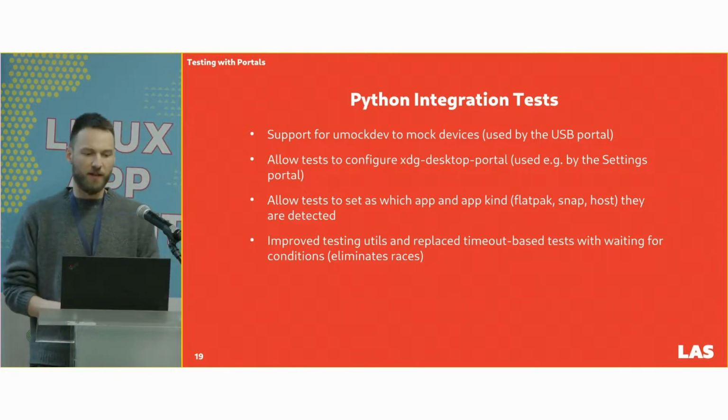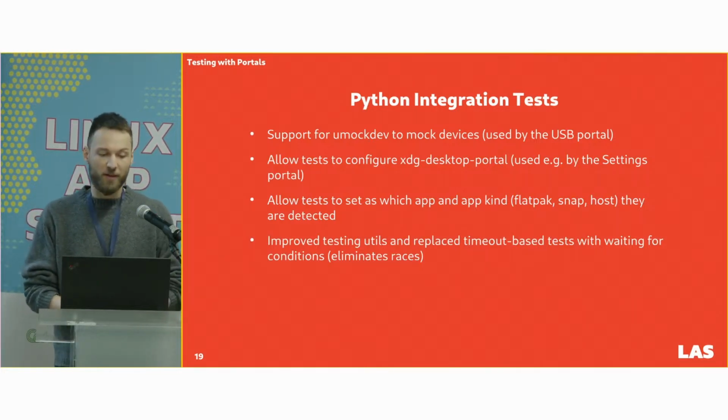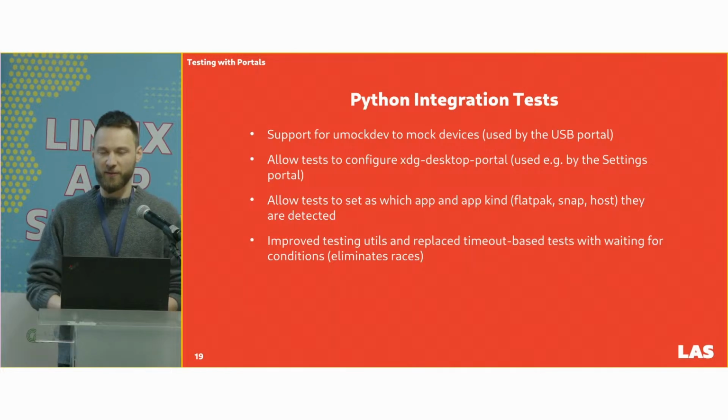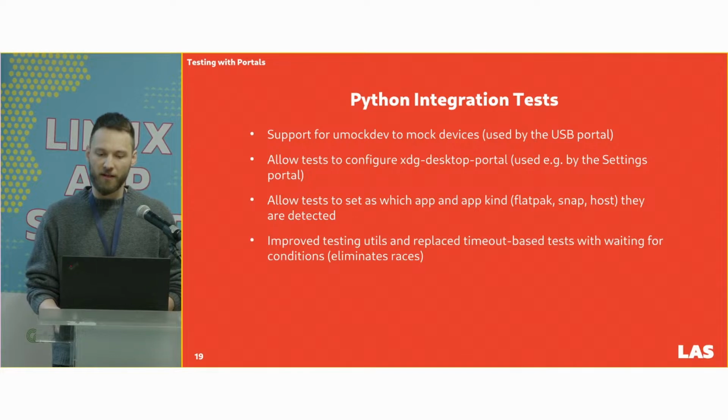We also added support for umockdev, which is a library which is mocking everything that's in /dev, which means that we could mock devices, for example, for the new USB portal. It's also now possible to configure the portal in one of the tests, which we're using, for example, to test the settings portal, because there you might want to have different backends configured at the same time, and they all influence the settings that come out at the end.